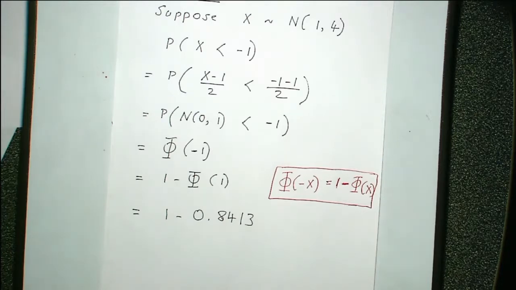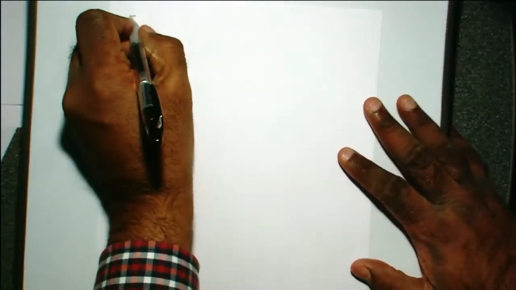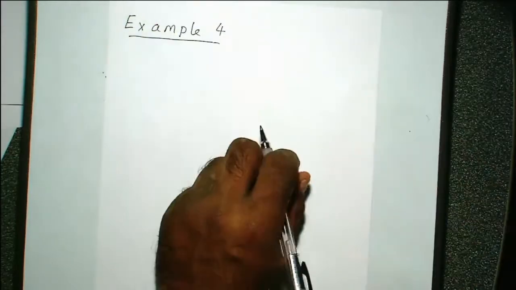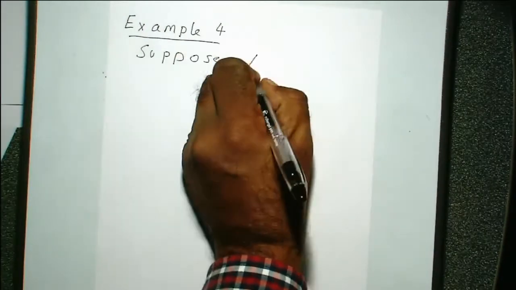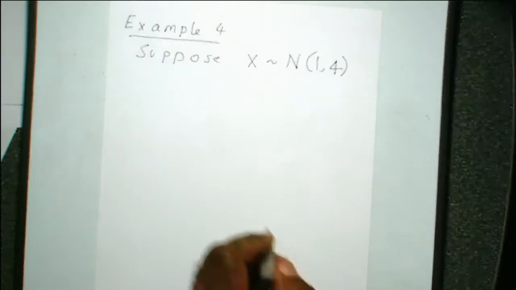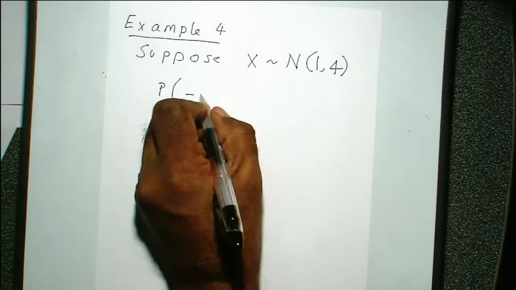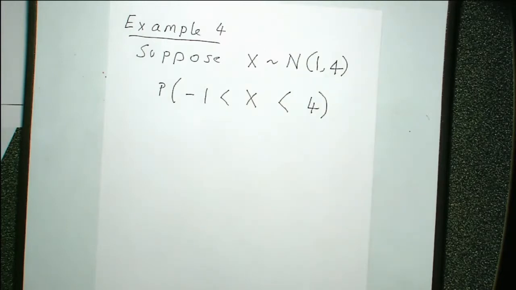All right, next. You don't need to copy this down. Okay, just one more example. Example 4. Suppose we want to compute the probability that x lies between -1 and +4.